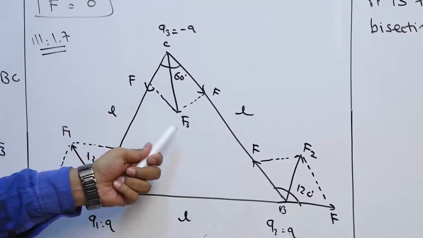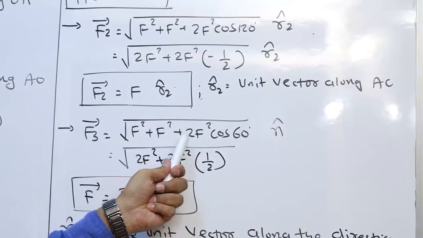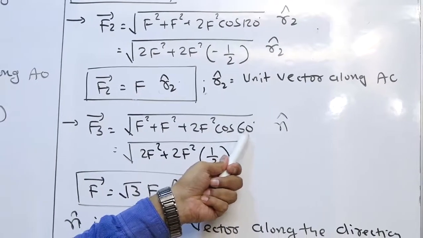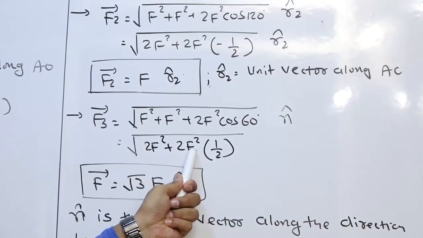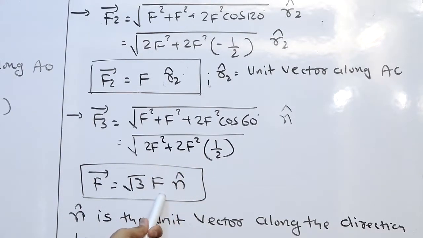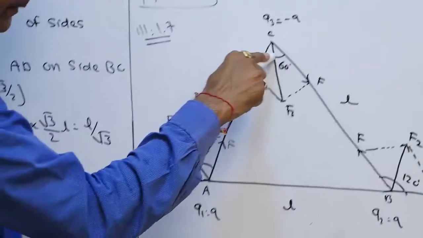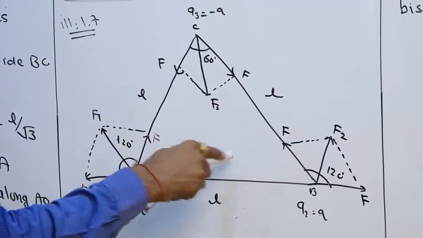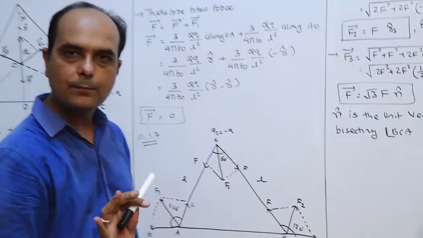And the last thing, students, for this F3 force only the angle is changed. The angle becomes 60 degrees. Under root of F square plus 2F square cos 60. Cos 60 means 1/2. The 2 cancels, 2F square plus F square is 3F square, the square root gives root 3 F, n cap. N cap is the unit vector along the direction bisecting the angle at C. Okay, now this example is completed.